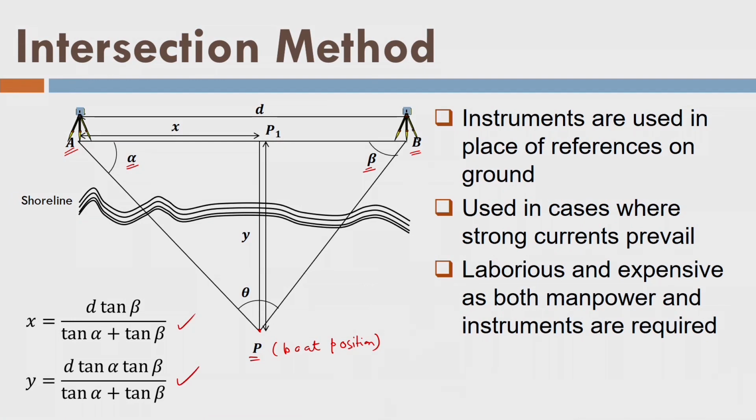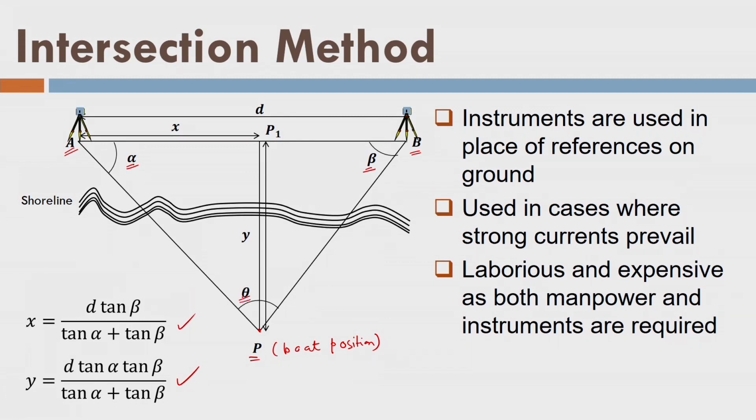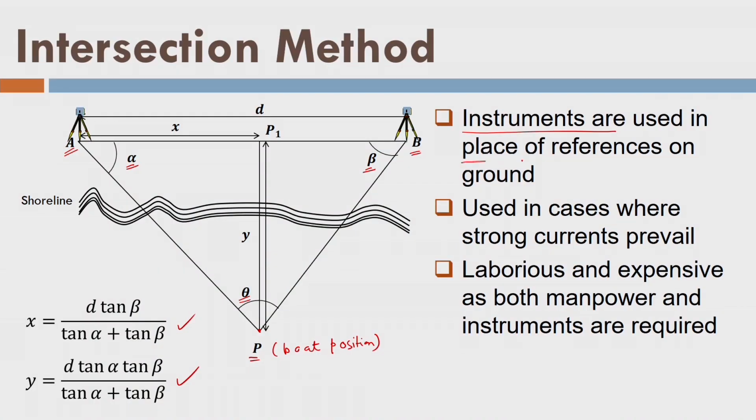If we know the distance d, I can find out the coordinates of point P, x and y, by these formulas. You can see here how accurate this method is, because we have very high control at point A and point B, because we are using an instrument like a theodolite or total station, and we are measuring angles which are not affected by any vibration of the boat, or which are completely independent. Moreover, we also measure the angle theta here at the boat, and remember that theta is measured to ensure ABP is a well conditioned triangle. Later on, if we find that theta is less than 30 degrees, we will reject that particular observation. So, here we can see that instruments are used in place of references on the ground surface.